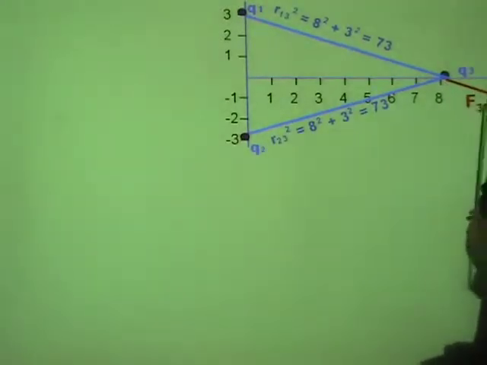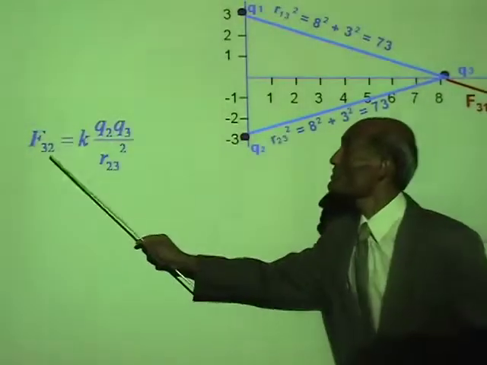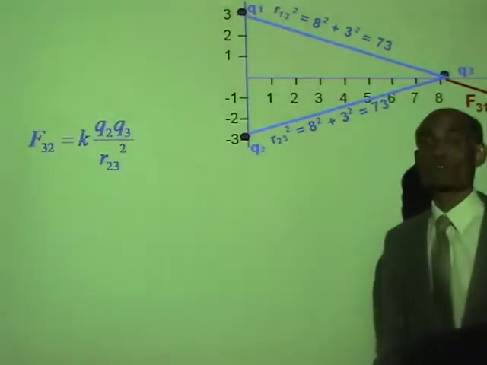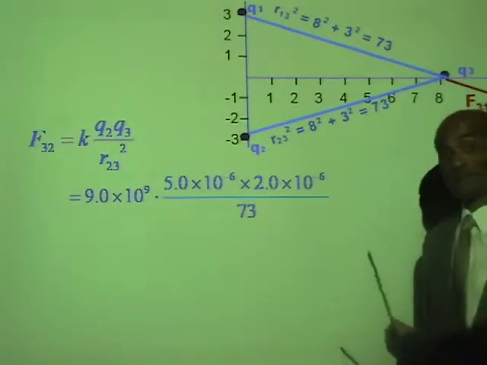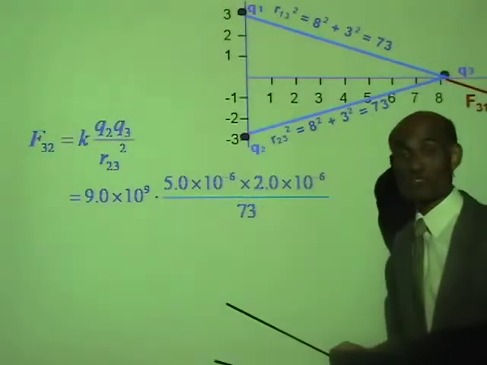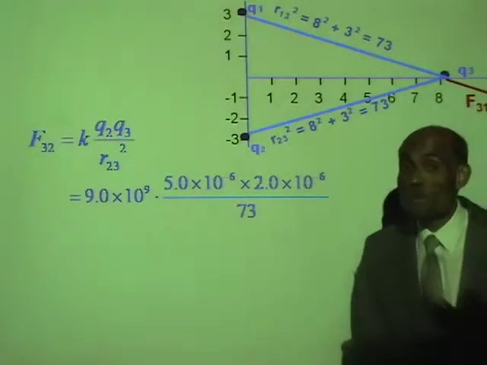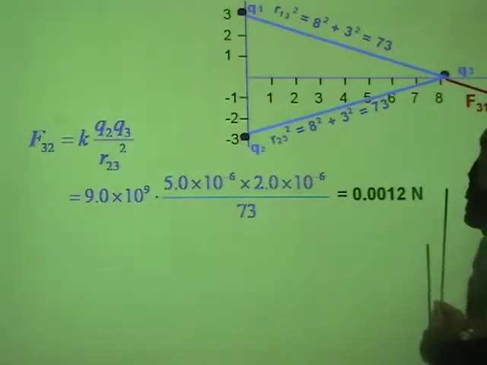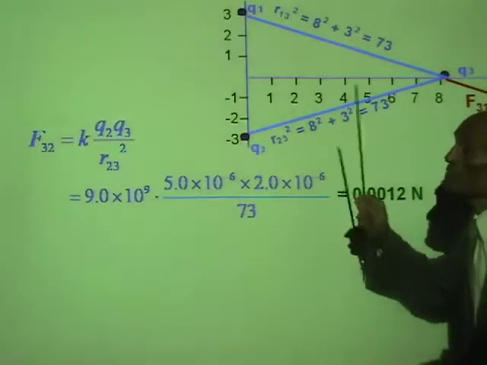We found F31, we now have to find F32. F32 equal to K Q2 Q3 over R23 squared. And you can see all those values are the same actually. That means it will give you the same answer, F32 and F31 have the same magnitude. That's again 0.0012 Newton. That is the magnitude of the force on Q3 by Q2.